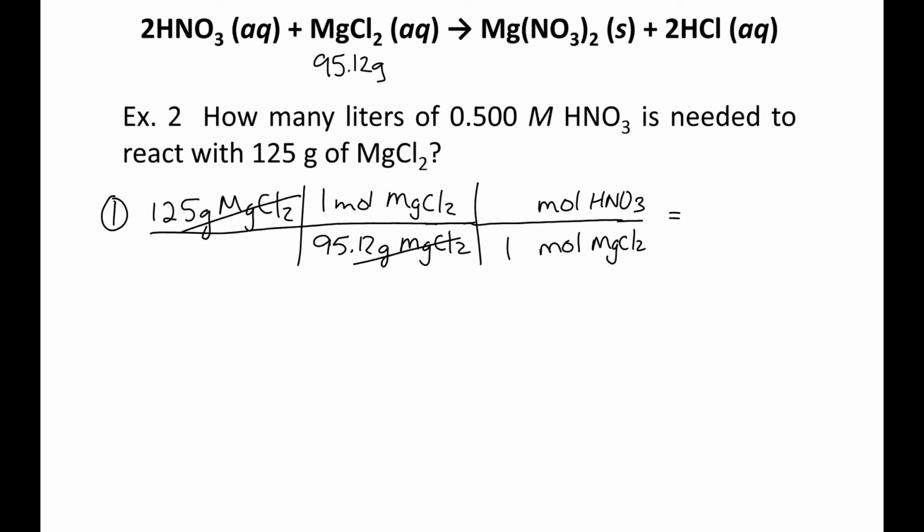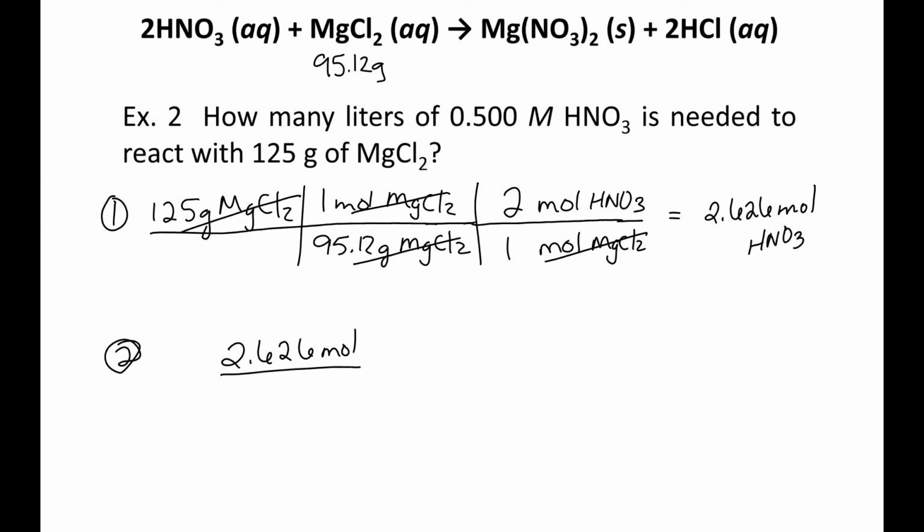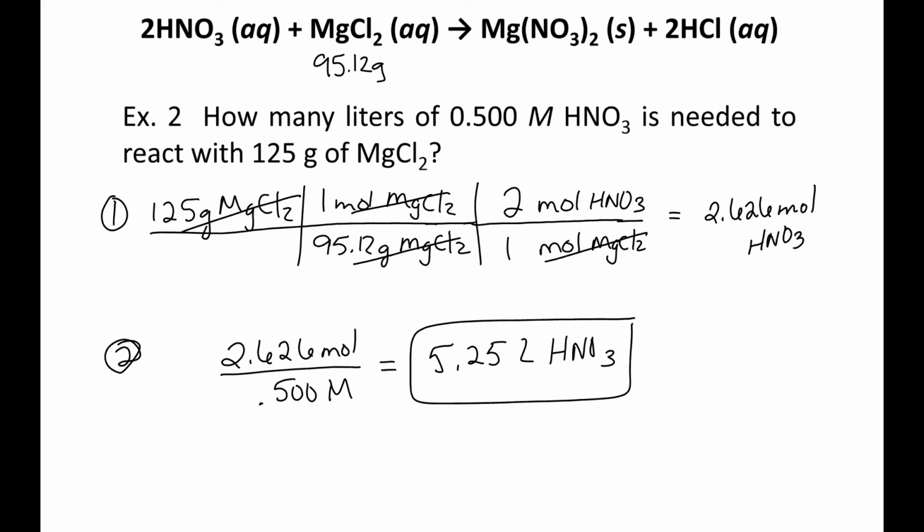So MgCl2 is 1, and then this is 2. Okay? And this gives us 2.626 moles of HNO3. Now we're going to take this 2.626 moles and put it over the molarity that's given, which is 0.500 molar. And when you do that calculation, you get 5.25 liters of HNO3. Pretty easy. Hopefully you guys can handle this.